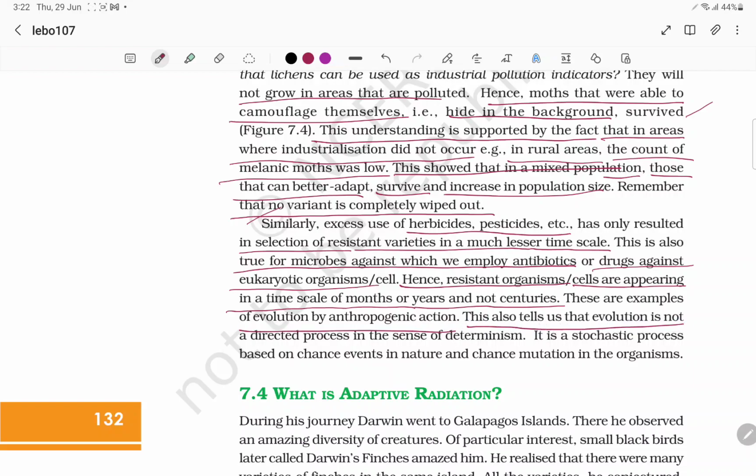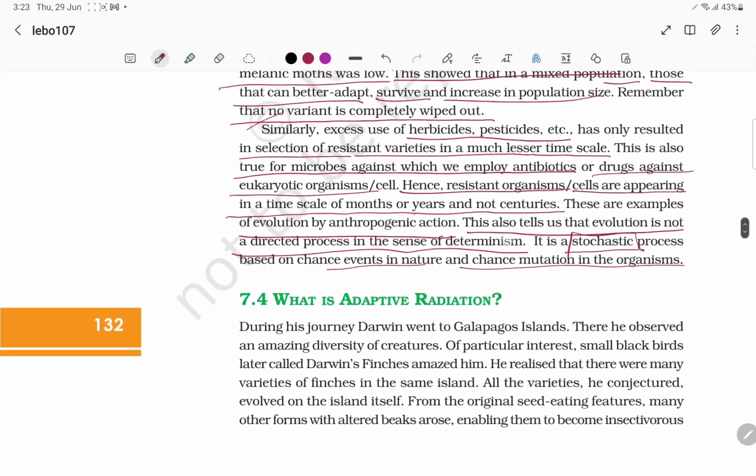This also tells us that evolution is not a directed process in the sense of determination. It is a stochastic process, which means a random process. Stochastic means random process. Evolution is not always directional. It is based on chance events in nature and chance mutation in organisms. It is not unidirectional at all, or directional towards one side. This you have to remember.